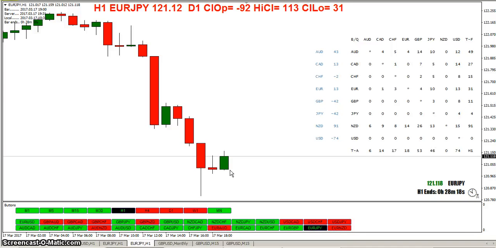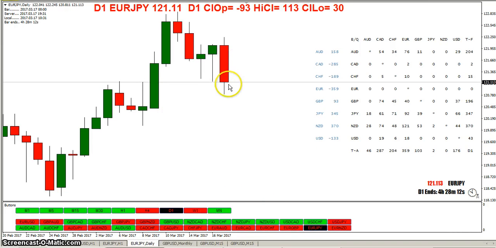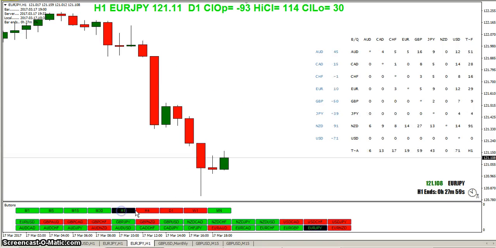So what you might want to do in this particular case, since it's a down day, you wait for a pullback and then maybe you short it again. If that's the way you like to trade. If you like to trade counter the bias, the daily bias against the daily candle, you'd be trading with the H1. This is the way to go.